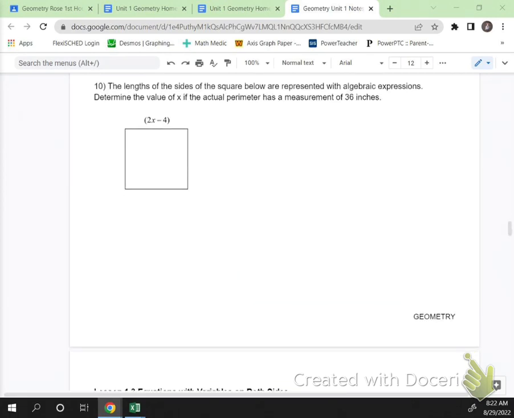The lengths of the sides of a square below are represented with algebraic expressions. Determine the value of x if the actual perimeter has a measurement of 36 inches. So, perimeter, what is it? The total of all the sides. They told us this is a square. Can anyone tell me what's true about a square? What's special about a square, Daniel? All sides are the same length.